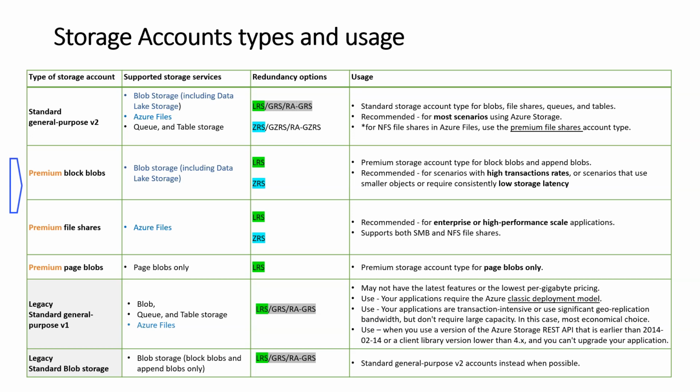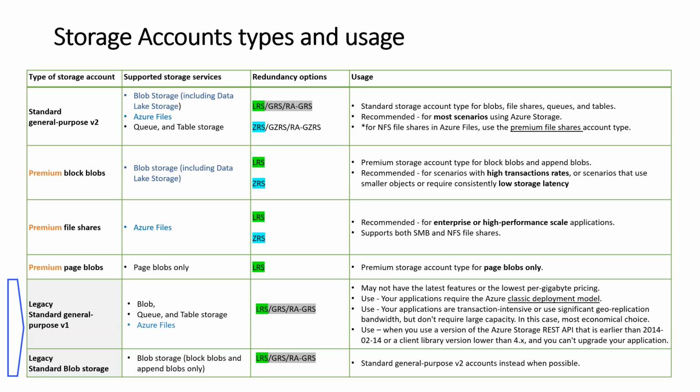Then we have premium file share. This is specifically for Azure Files. Again, it provides the same redundancy options, locally redundant and zone redundant, and is recommended for enterprise or high performance scale applications. It supports both SMB and NFS file shares. Then premium page blobs are for page blobs only, and they provide only local redundant storage, and this is used for page blobs as we mentioned. There are two more types which are more like legacy, very rarely used, but there are some specific scenarios when those are used, and I have covered those here at the bottom.